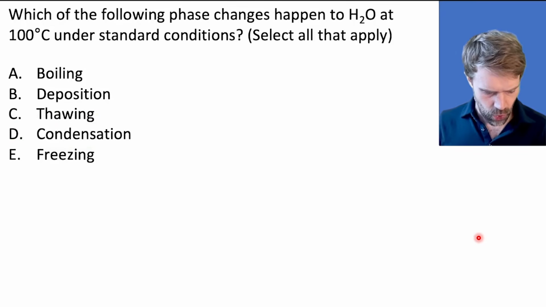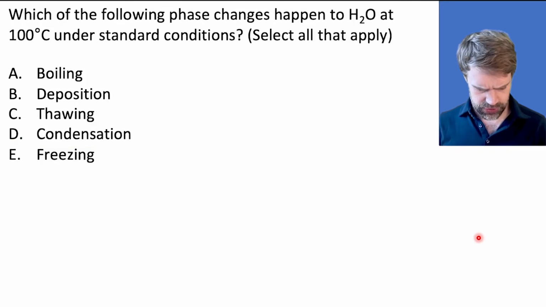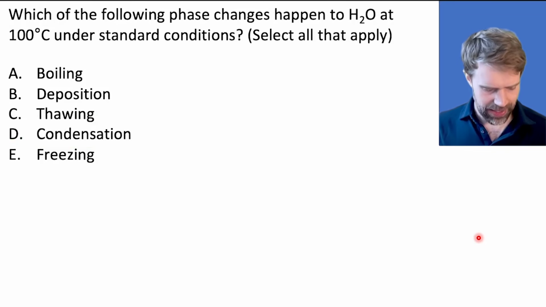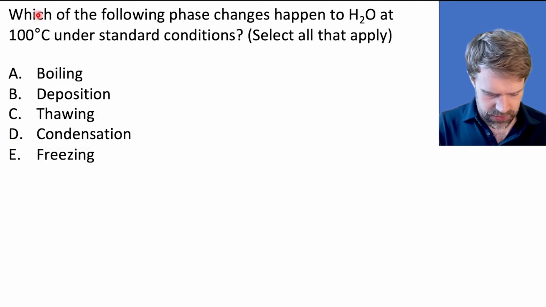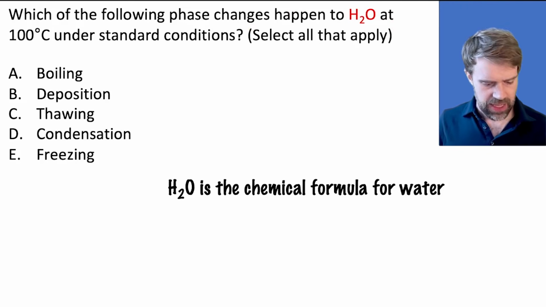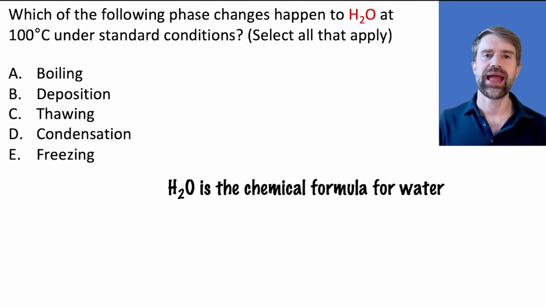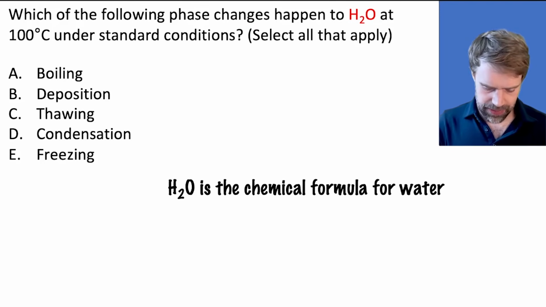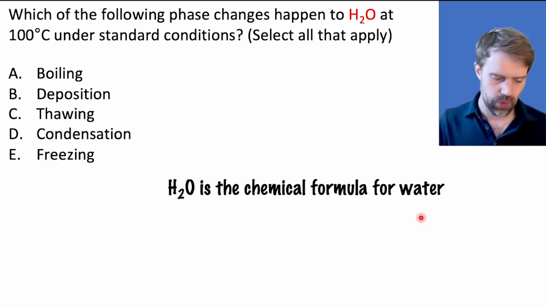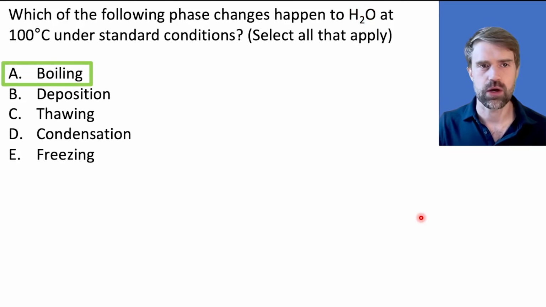Which of the following phase changes happen to H2O at 100 degrees Celsius under standard conditions? Select all that apply. If you saw H2O and didn't know what it was, you might have frozen up a little bit. Well, H2O is the chemical formula for water. We'll be talking about that more in future lessons, but for right now, just know it's another term for water.